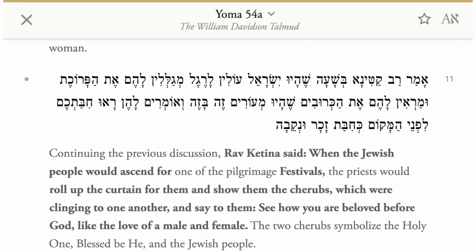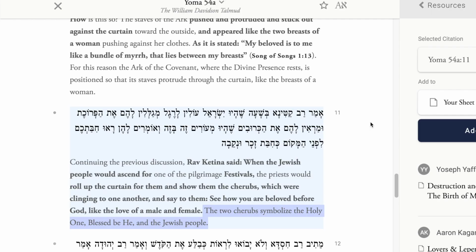So you have these two statues, and we'll see what these look like later on. But essentially, one of them is being represented by the Holy One, blessed be He, God, and the other, the Jewish people, according to the Talmud, and they're in a clinging relationship with each other, such as the relationship of a man and a woman. Again here, pay attention to the fact that one of the cherubs is symbolizing God. They literally state that here when they say the two cherubs symbolize the Holy One, blessed be He, and the Jewish people. And even if you take out that text, the cherubs clinging to one another is representing God and Israel.